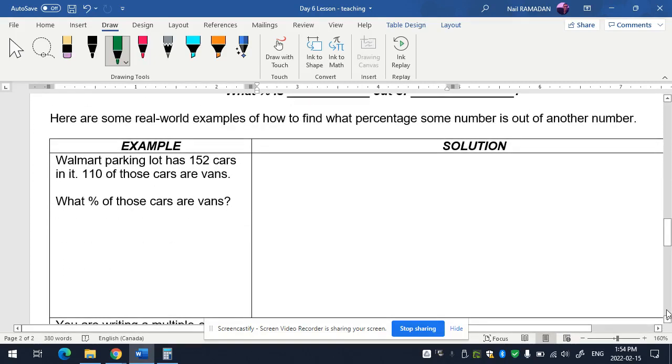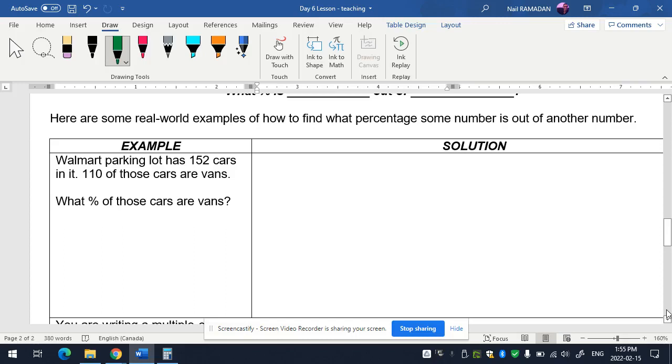Okay, let's see which one is less work. The Walmart parking lot has 152 vehicles in it. Vehicle is a neutral word; it could be anything. So it has 152 cars in it, and 110 of them are vans.